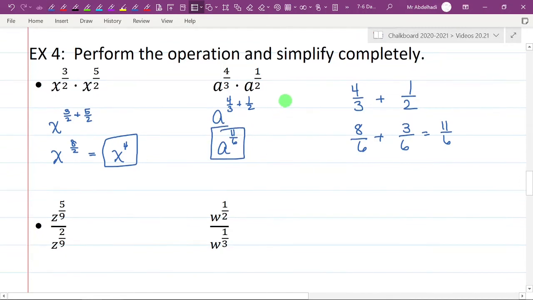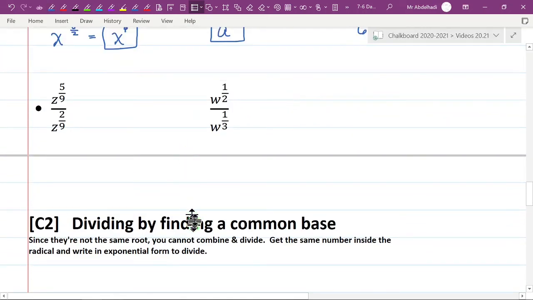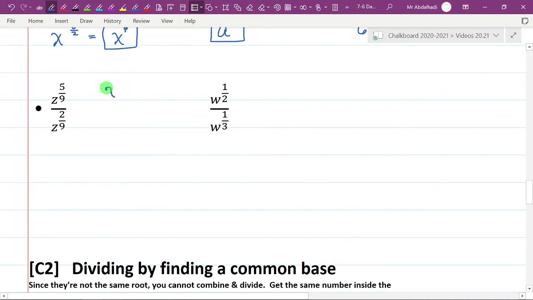And there you go. Now here we're dividing. And with dividing, you guys hopefully remember that you subtract the power. So let's say you have x to the 7th divided by x to the 4th. You subtract 7 minus 4 and you get x to the 3rd.